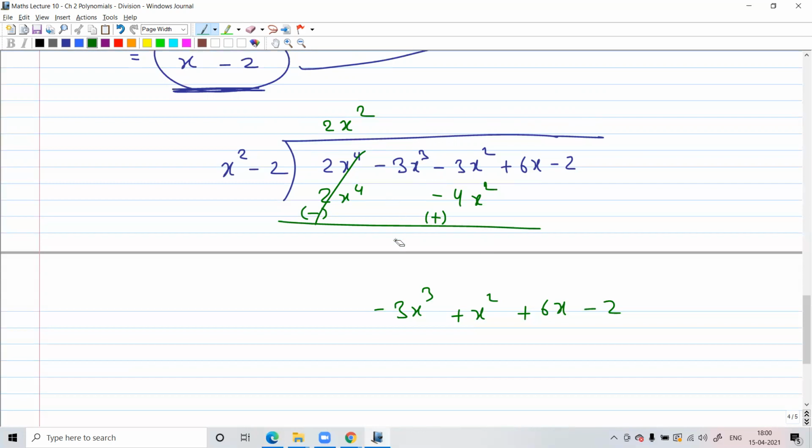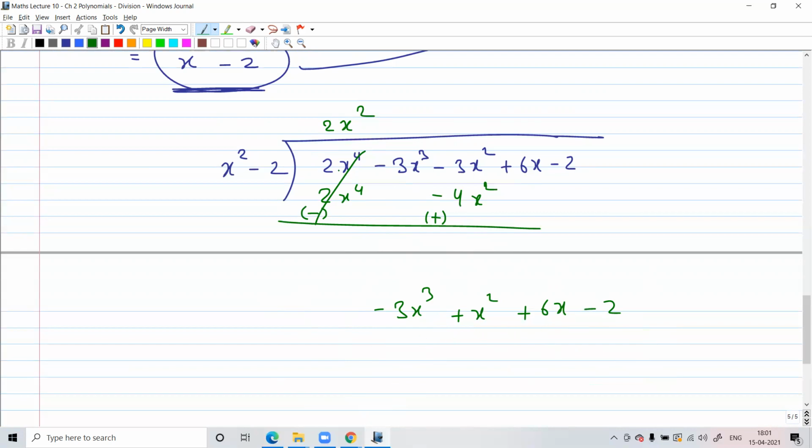Sir, that 3x cube, we should put it in the last? No, you should always write it in the decreasing order of the power. First you will write x cube, then below it x square, then x, and then the constant term. You will always write like this, even in the second stage or third stage, wherever you are, always in decreasing order of power.